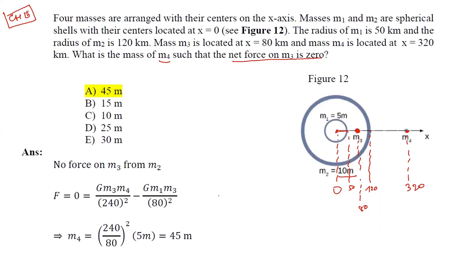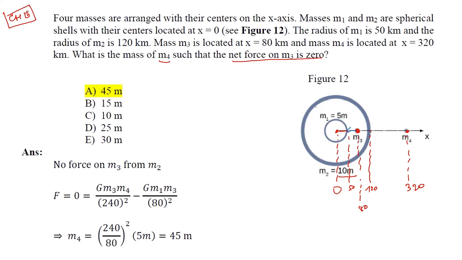Basically 2. Simply 2. Which one? From the shell, the smaller shell. Excellent. And M4. Why don't I have a force from M2? Because M3 is inside the bigger shell, so the net force is 0. Exactly. So it's the shell theorem.